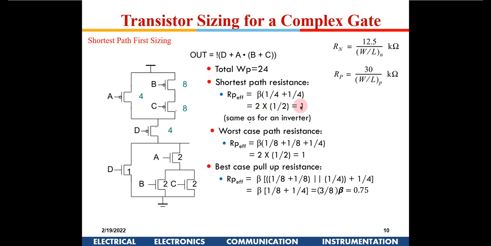So it is the same as that of an inverter, right? Is it okay? I take beta equal to a factor of 2 to compare it with the resistance of an inverter. So that's beta. Now if we see here, 4 and 4 gives 2, which is actually comparable to the resistance of an inverter. So I take this as 2, right? Why only 4 and 8 for PMOS?